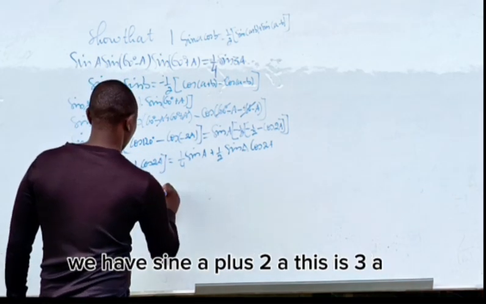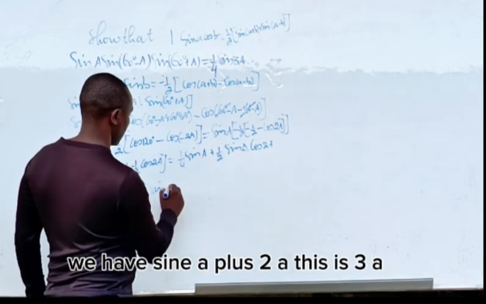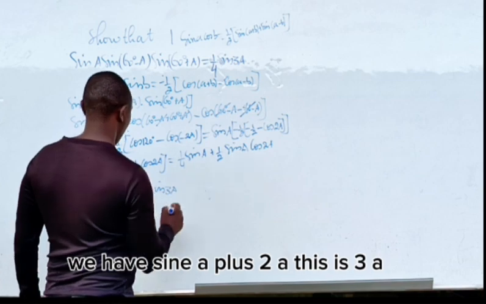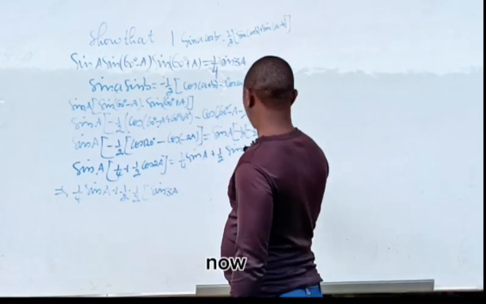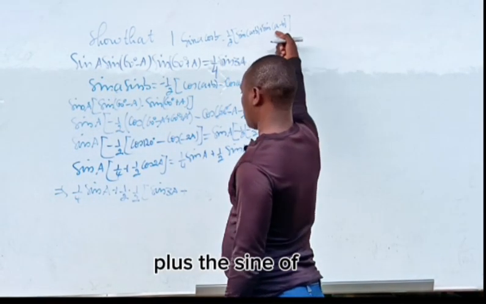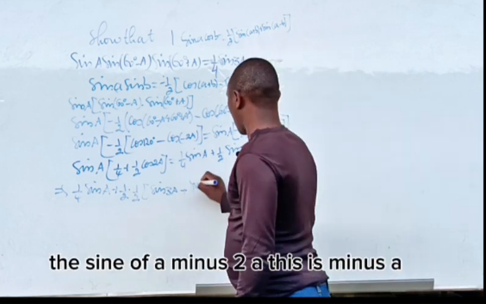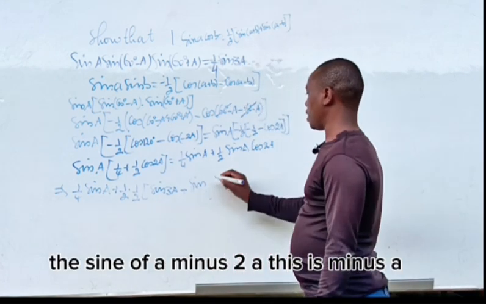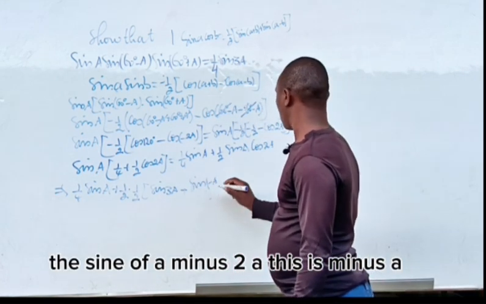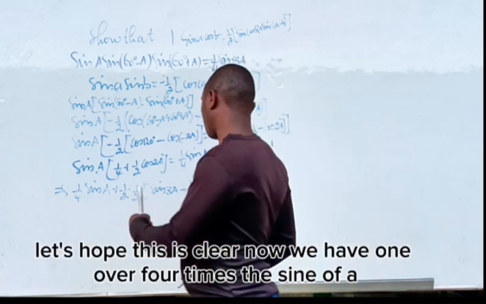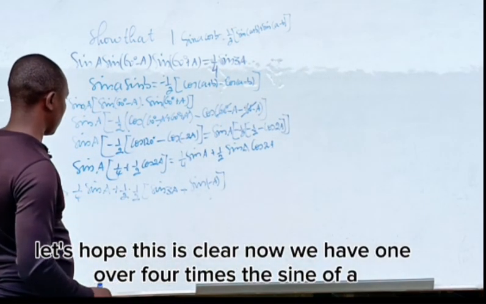We have sine of A plus 2A, this is 3A. Okay, now plus the sine of A minus 2A, this is minus A. Okay, let's hope this is clear.